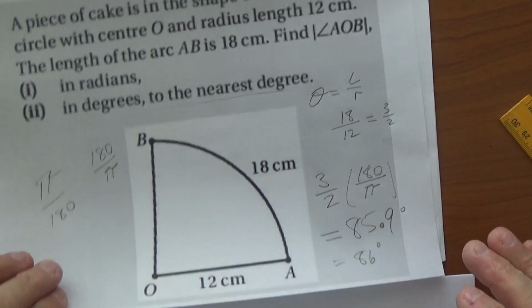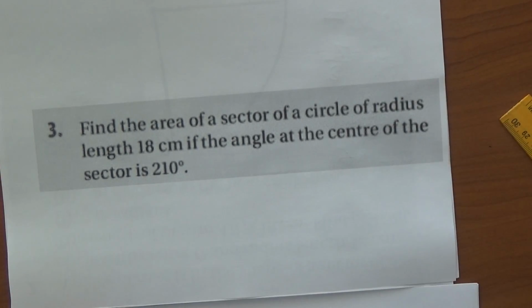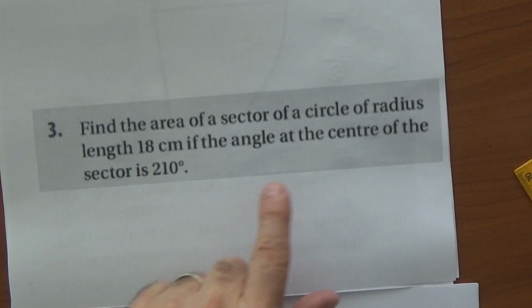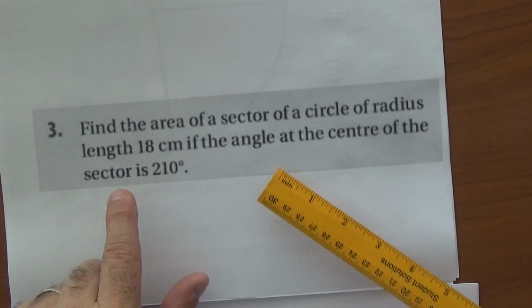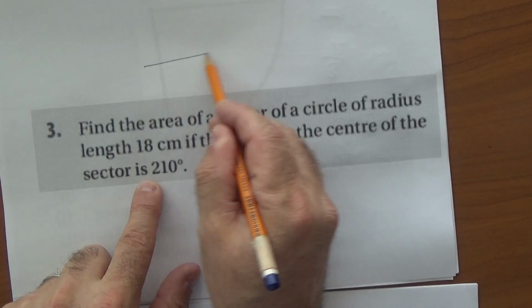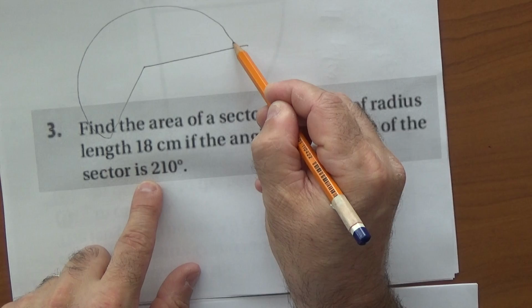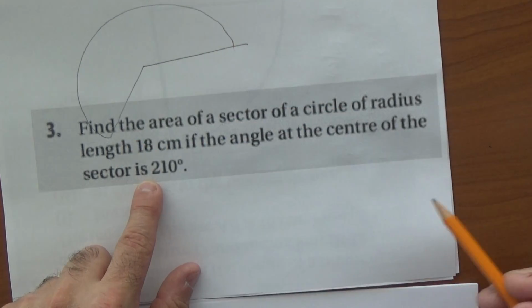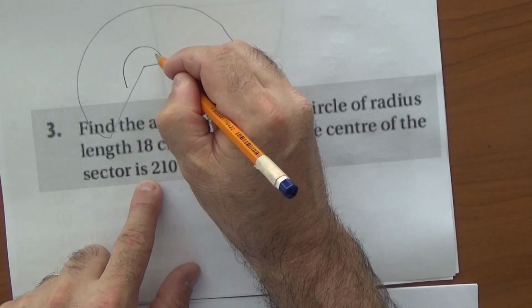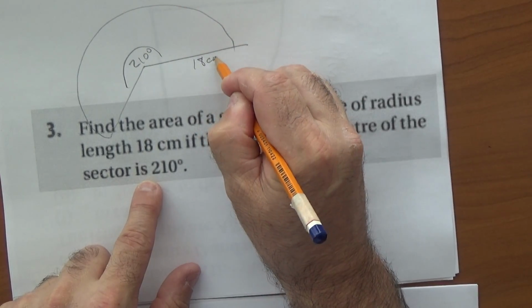Okay. We move on to question 3. So this time we have to find the area of a sector of radius 18. So let's mark this up, 210 degrees. It's called a major sector because it's more than 180 degrees, but that's okay. And it's 210 degrees here, and this is 18 centimeters.